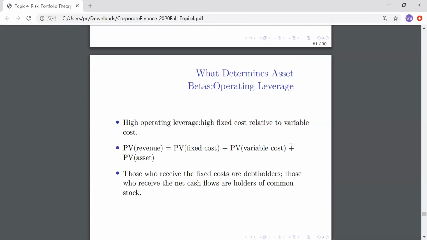Yeah, so that is already a transformation. The original equation should be: the present value of the asset equals revenue minus the fixed cost minus the variable cost, right? So the present value of the assets is revenue minus the costs, which is like a profit. You can think about the asset as like a net profit.